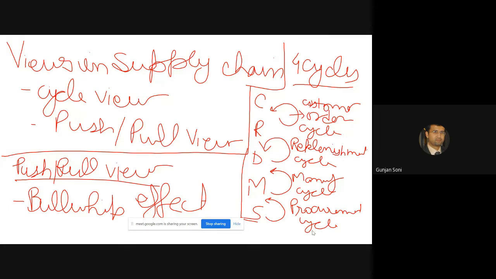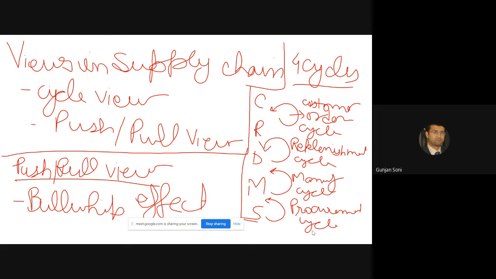Then there is a pull view. Pull view means, just like the old system of Dell, where Dell would wait for a customer to place an order. Once the order is placed, then he's going to take an advance from the customer, and then he's going to make the product in another 15-20 days and then give it to the customer. So that is called the pull view. That is, you are pulling the demand.